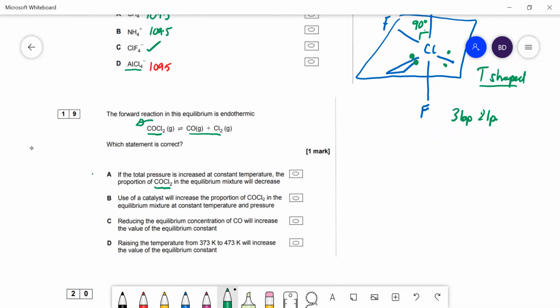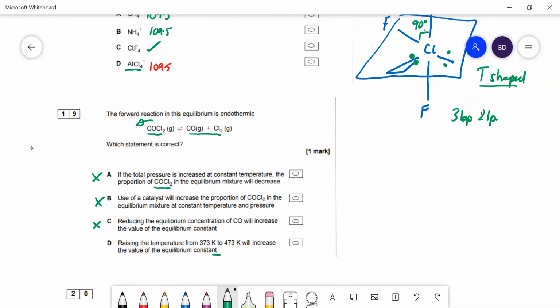So that is wrong. Using a catalyst will increase the proportion. Catalysts don't do anything to the positions of equilibrium, so that's wrong. Reducing the equilibrium concentration of CO will increase the value. No, the only thing that changes the equilibrium constant is changing temperature. Changing pressure, changing concentrations does not change Kc, so that's definitely wrong. So this one must be right.